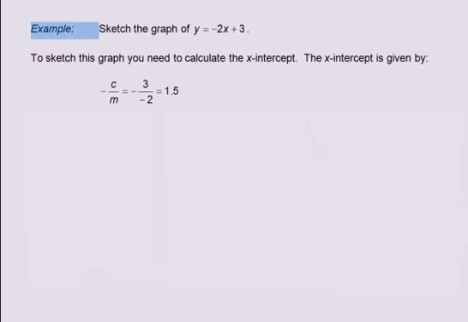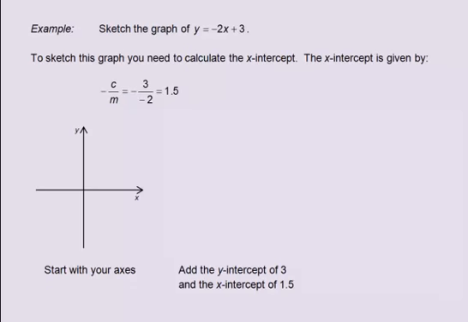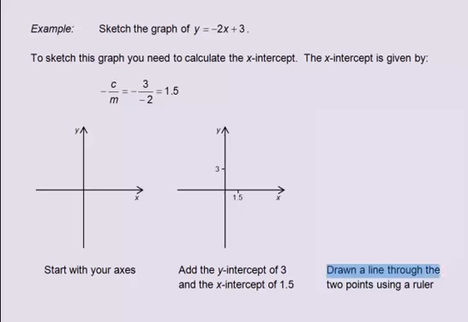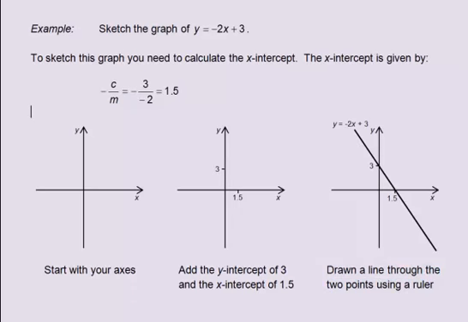Example: sketch the graph of y equals -2x plus 3. To sketch this graph you need to calculate the x-intercept. The x-intercept is given by -c divided by m, which equals -3 divided by -2, which equals 1.5. Start with your axes, labelled x and y. Add the y-intercept of 3 and the x-intercept of 1.5. Draw a line through the 2 points using a ruler. Label y equals -2x plus 3.